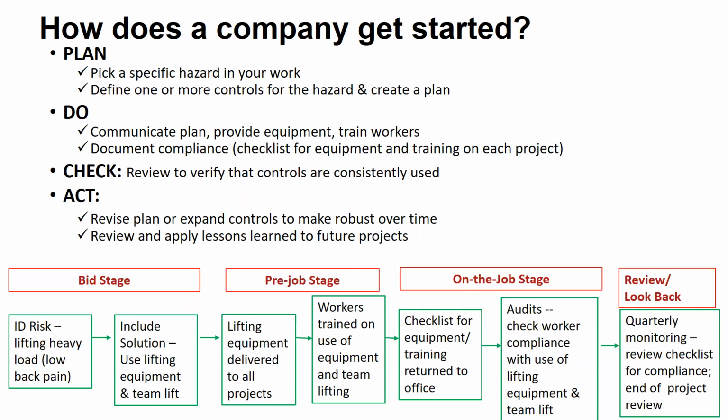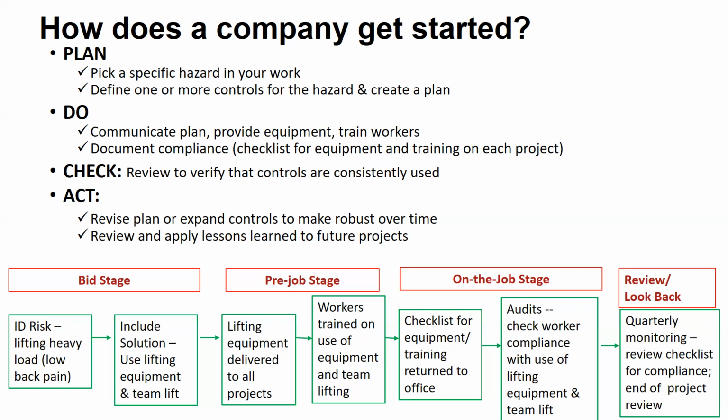The Best Built Plans program that I mentioned earlier and will touch on more later has resources contractors of all sizes can use to develop their plan. Here is a generic example. For your own plan, you would want to specify the material and the lifting equipment and/or work practices to be used. At the bid stage, lifting a heavy load to install is identified, so the bid included funds for the solution to use lifting equipment and team lifts to move the material.